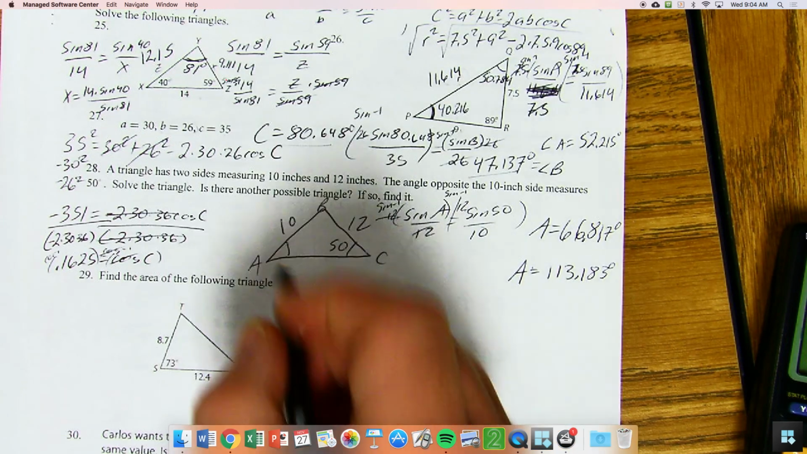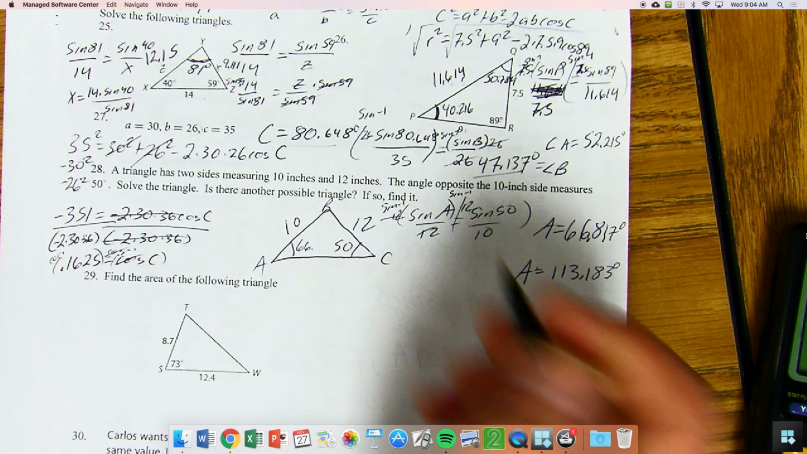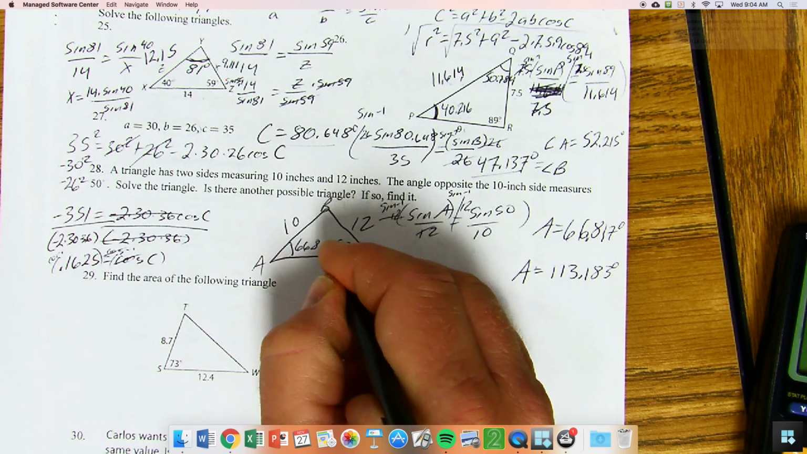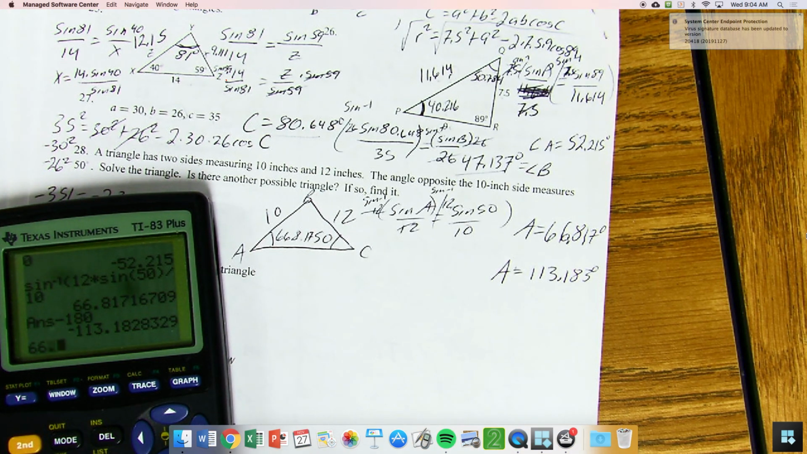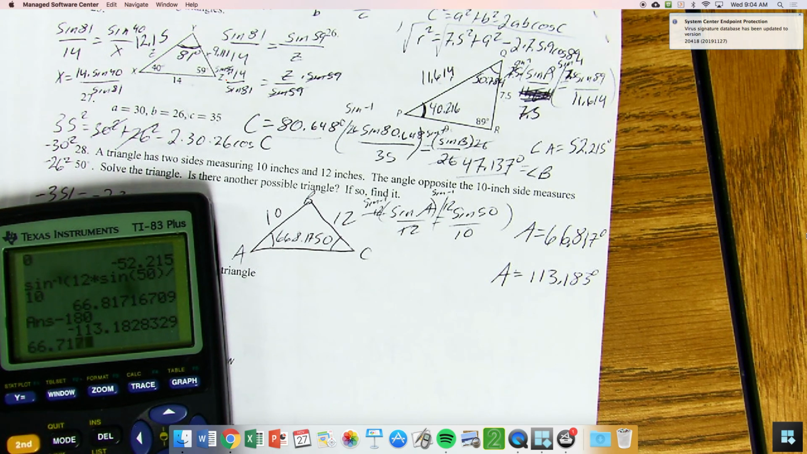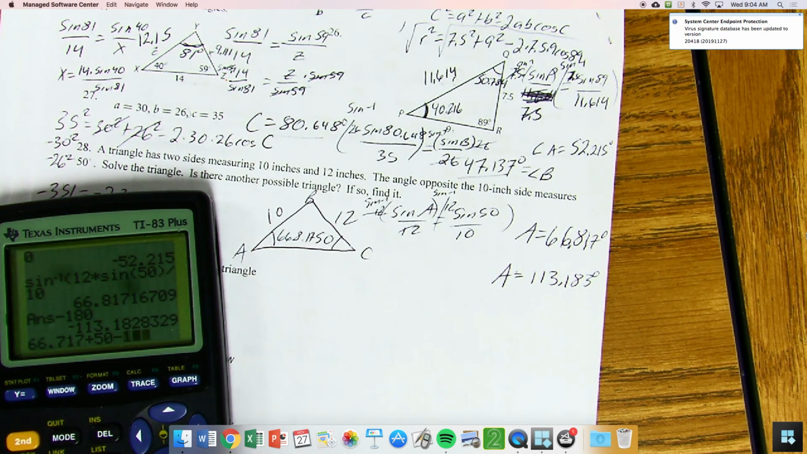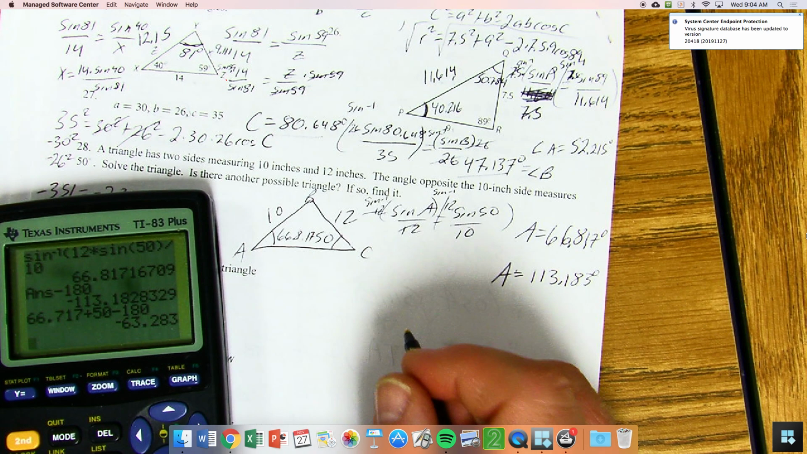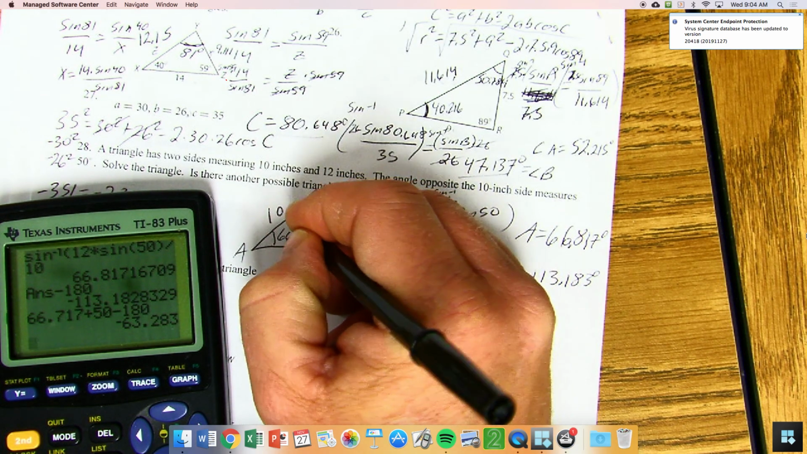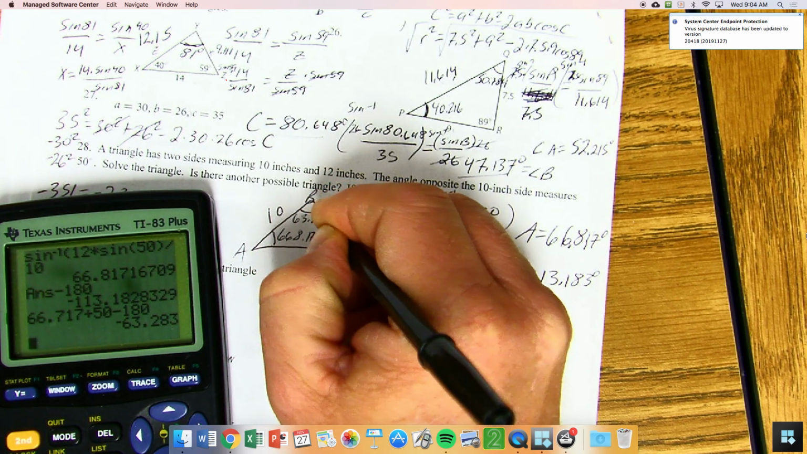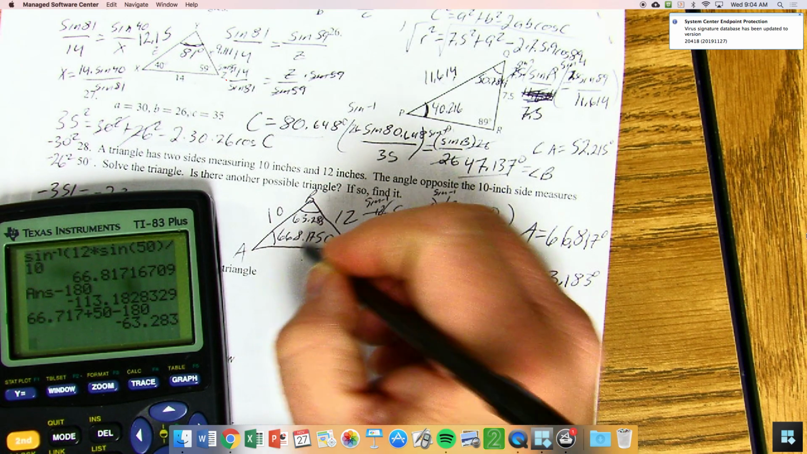We could do this angle as 66.817, which means if I add that to 50, 66.817 added to 50, subtracted from 180, I get 63.283 would be the other angle. So this angle up here, B, would be 63.283.